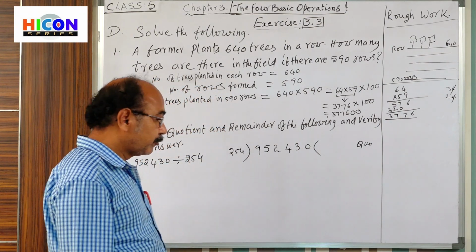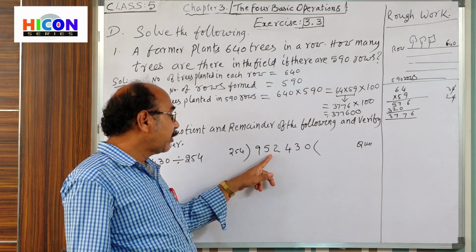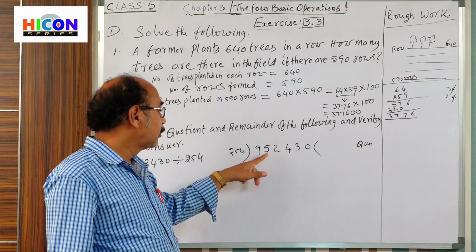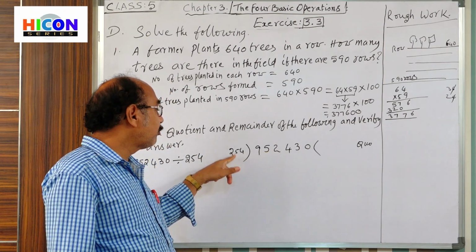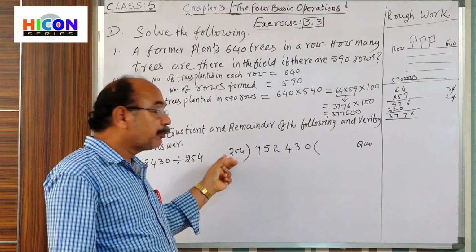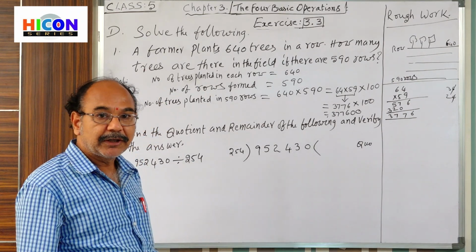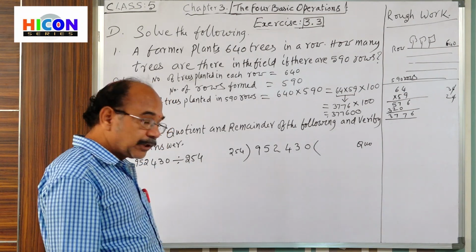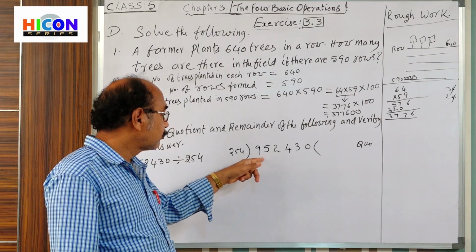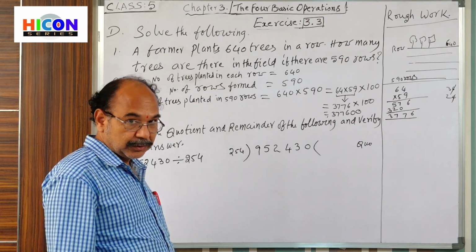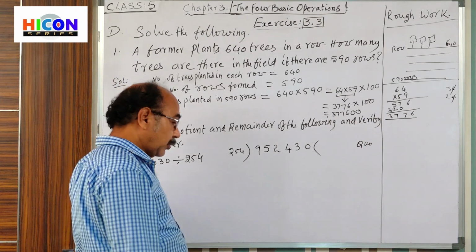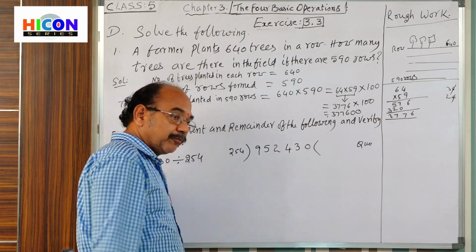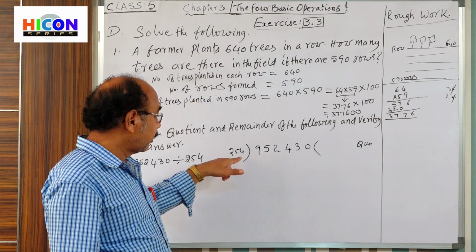Okay, children. Here 952 is greater than 254. With a 3-digit number we are dividing. What number are we dividing with? We are dividing with a 3-digit number. That's why we look at 3 digits. So select 952. 952 is greater than 254.